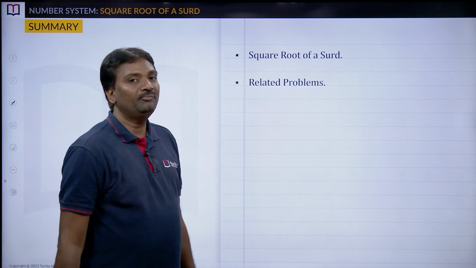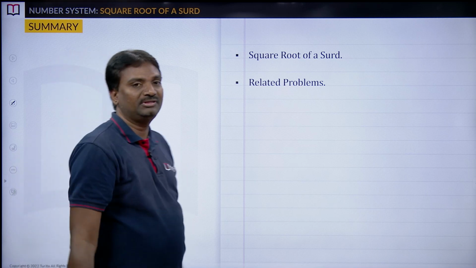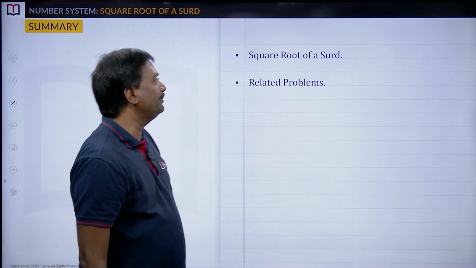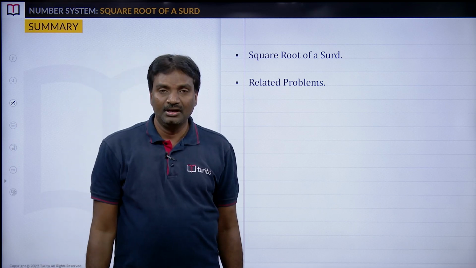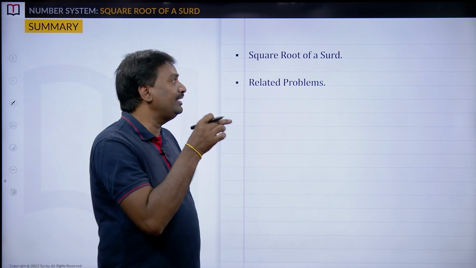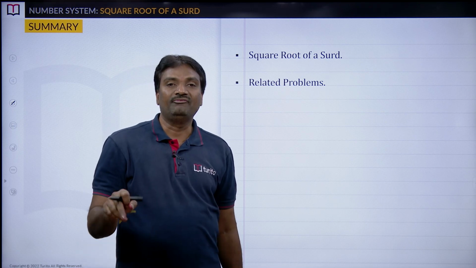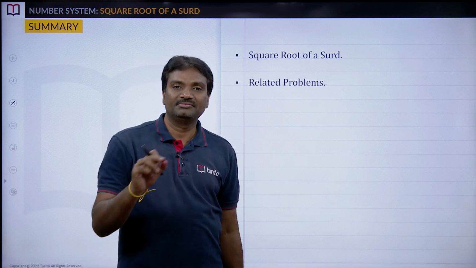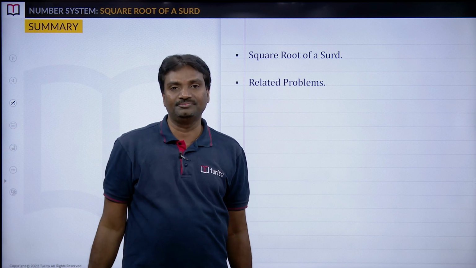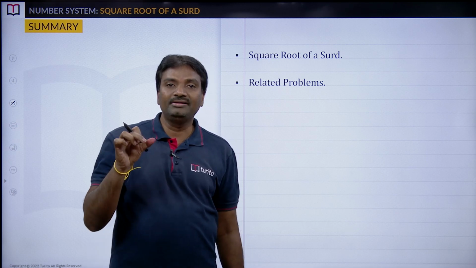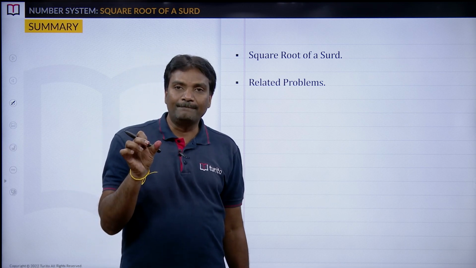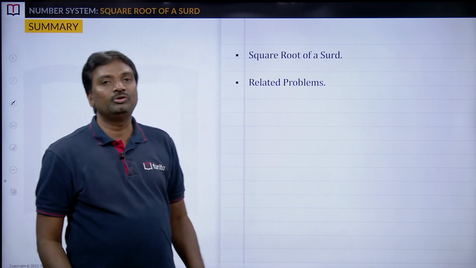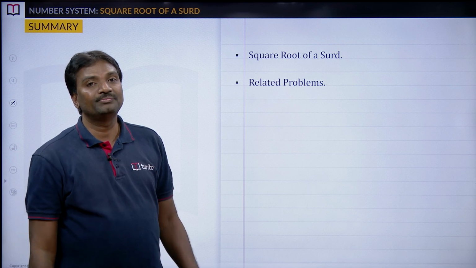So far what we have discussed in today's class is the summary. Square root of a surd and related problems. Square root of a surd means when a surd is given, if a is some number and root b is a surd, how can you find the square root of the given number? The given number may be in the form of a plus root b or a minus root b.